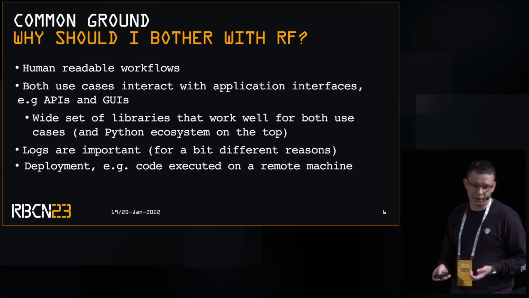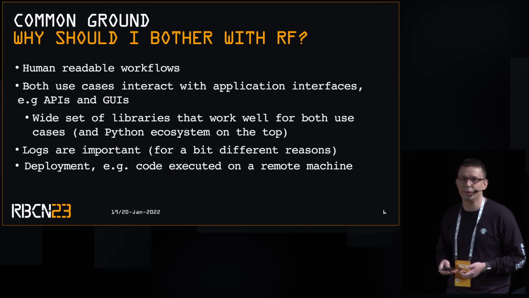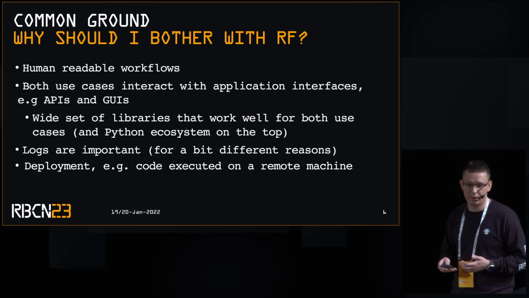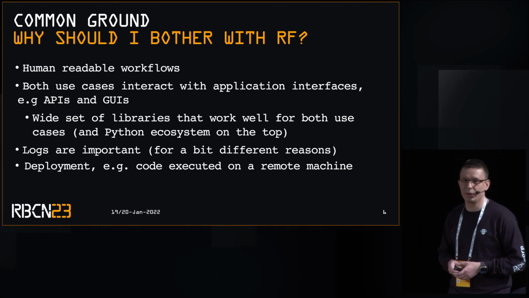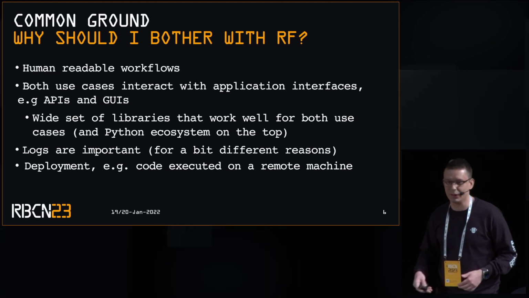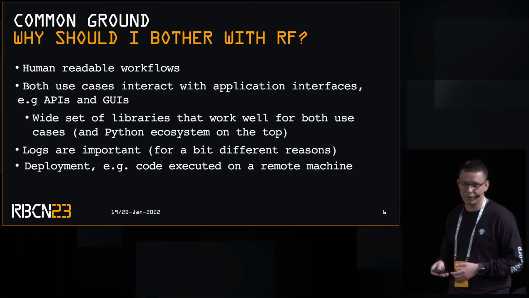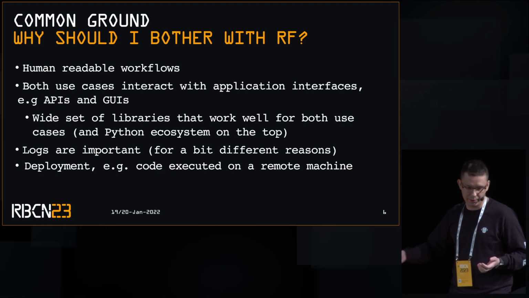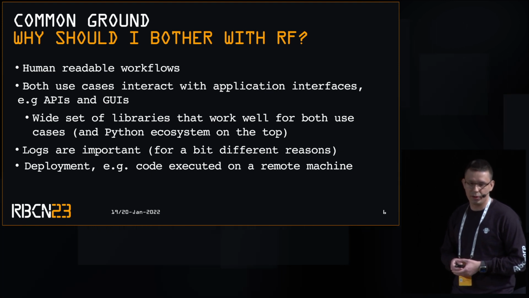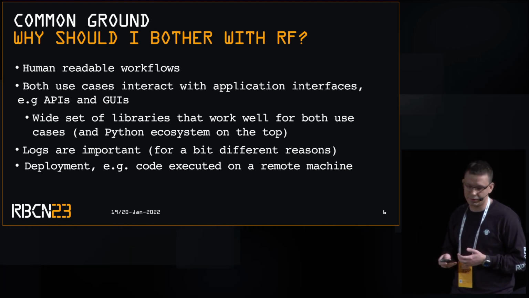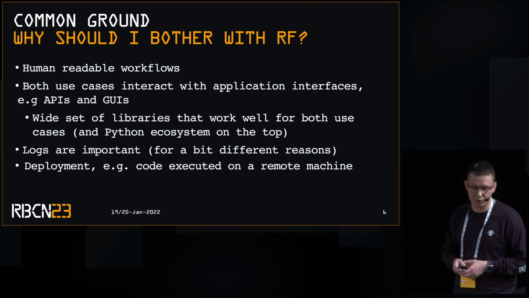Also, the logs are important, but for slightly different reasons. Like in test automation, you are usually interested in what went wrong on a technical level. That's of course relevant also to RPA, but in RPA there could be, for example, auditing requirements. It could be under some regulations that you need to deal with, and the logging is actually a great way to see what happened, when, and where. Also, there are a lot of deployment options, since both have similarities in that you want to execute some code on a remote machine, and Robot Framework has a lot of supporting tools for that.